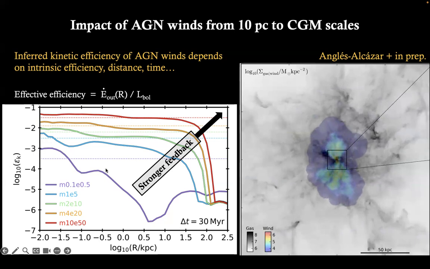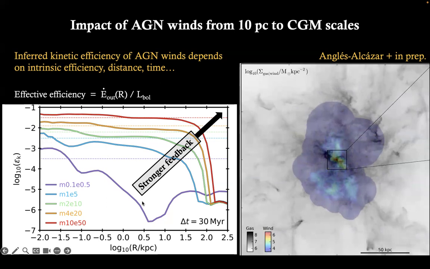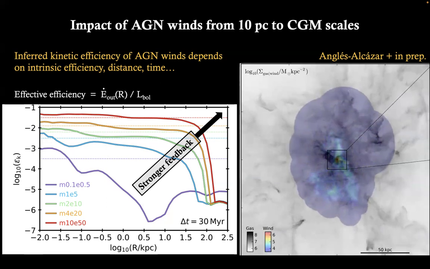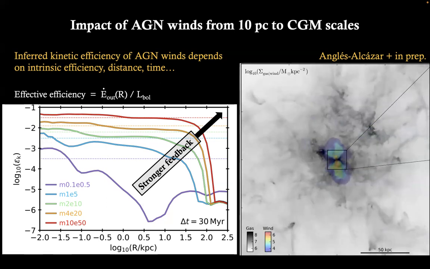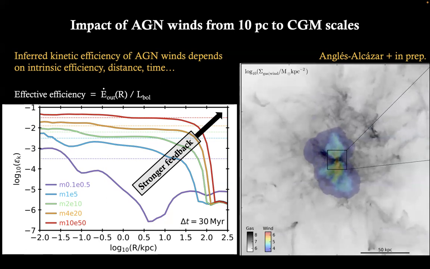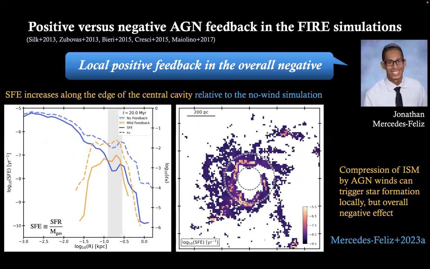And so the takeaway from here is basically that the efficiency that we infer on kiloparsec scales or 10 kiloparsec scales might be very, very different from the intrinsic efficiency of winds on much smaller scales.